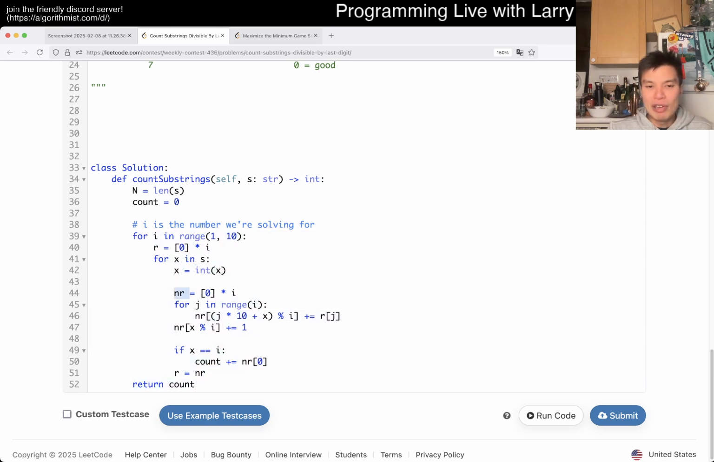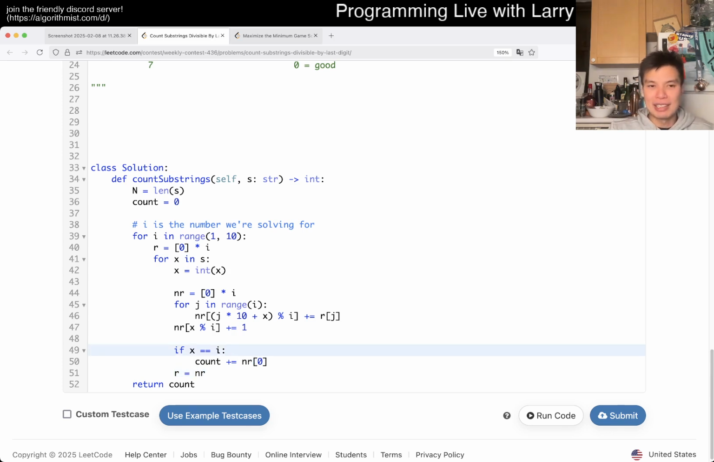So for the new row, the previous row is J, and then the new row we shifted by 10 plus X, and then we set it. And of course, we want to add the current number that we're processing at the base digit level, and we increment. And then if X is equal to I, which is part of the last digit that this problem asked for, then we just add it to the answer, and that's it. And this is just shifting to the next row. It's almost like the space optimization, but it's just easier to write that way.